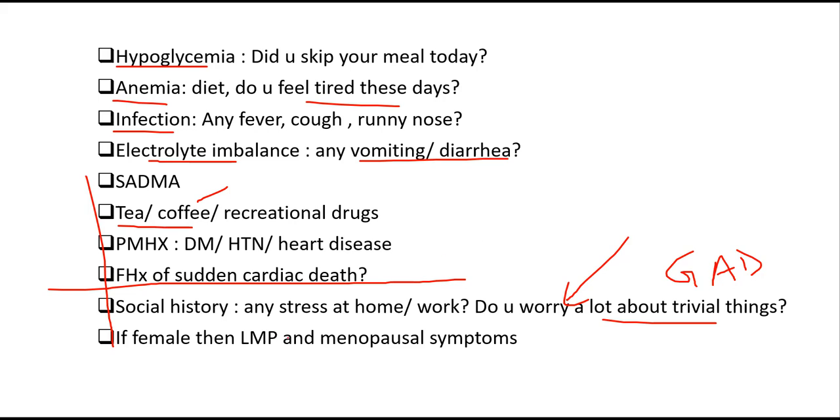If it is a female patient, one of your differential diagnoses should be menopause, especially in a middle-aged woman. So ask about that: when was your last menstrual period? If it falls under the menopausal age group, which is between 45 and 55, then ask some of the menopausal symptoms. Are you getting any hot flashes these days? Any night sweats? Do you think you're always on the edge? Do you feel irritable and anxious all the time? So ask some of the menopausal symptoms in that case.